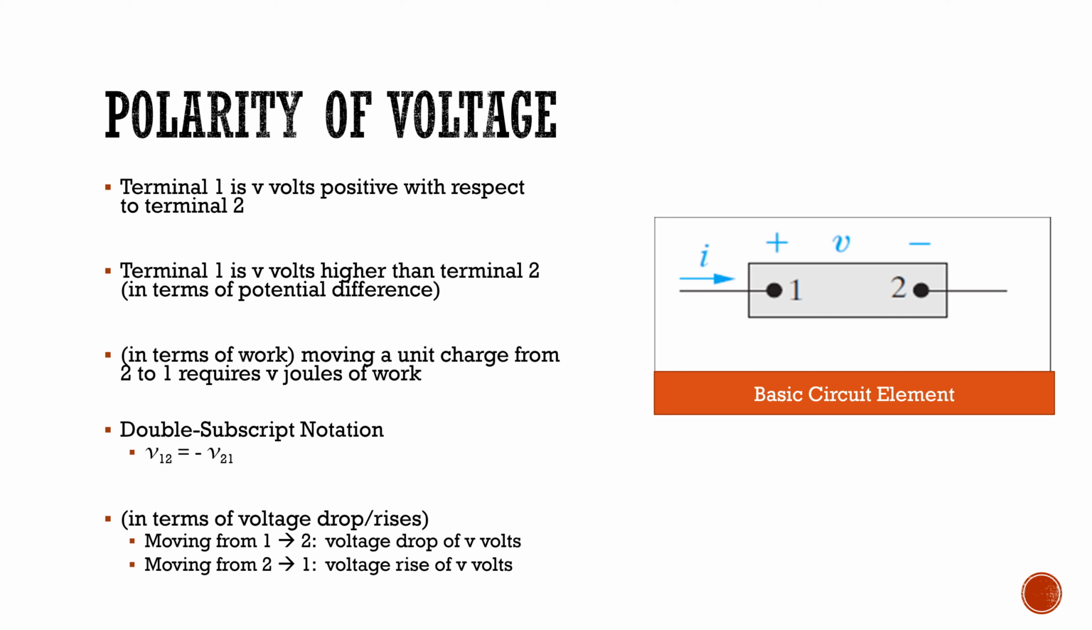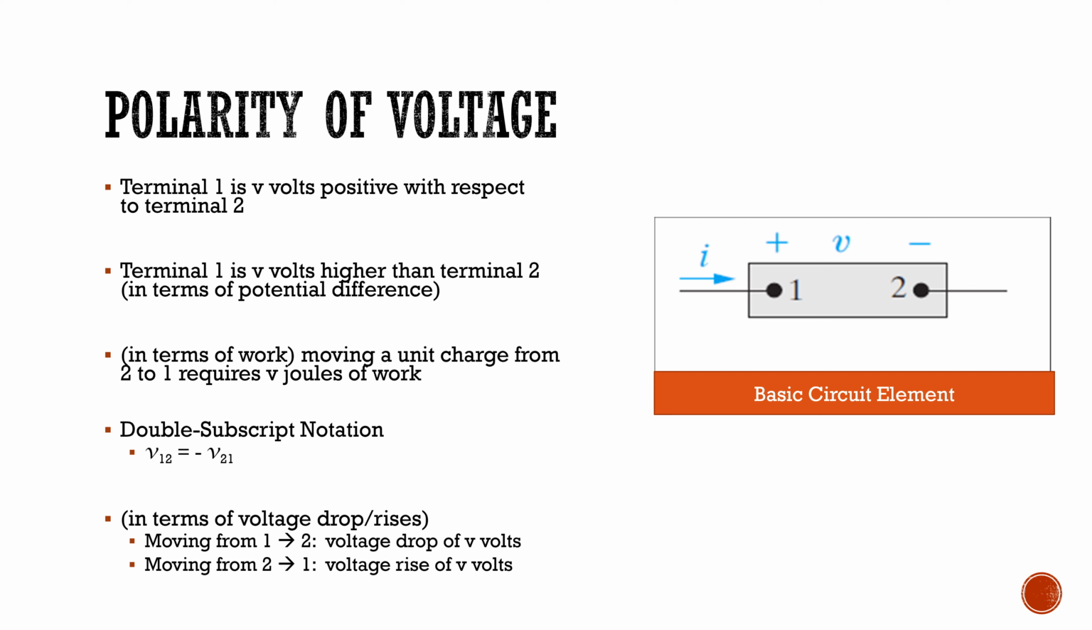Some prefer to describe the voltage across an element in terms of voltage drops and rises. A voltage drop of V volts occurs in moving from terminal 1 to terminal 2. In contrast, a voltage rise of V volts occurs in moving from terminal 2 to terminal 1.